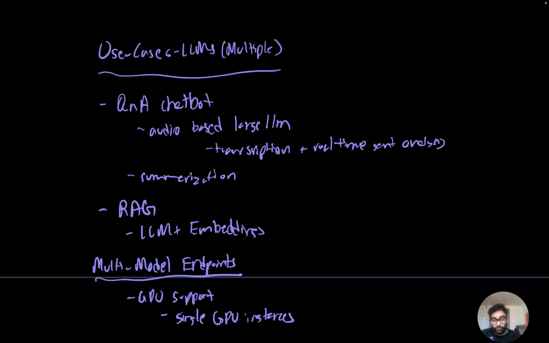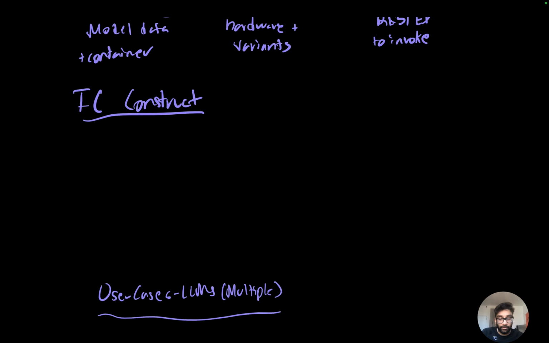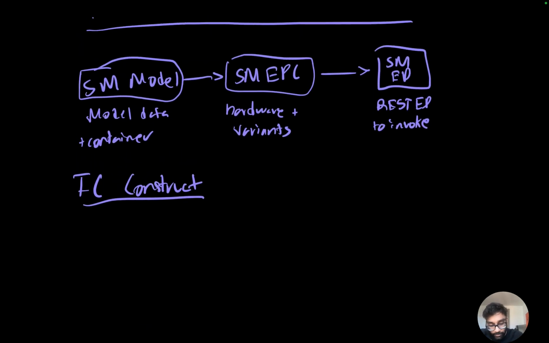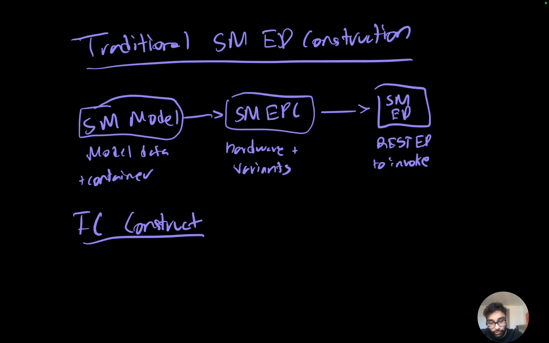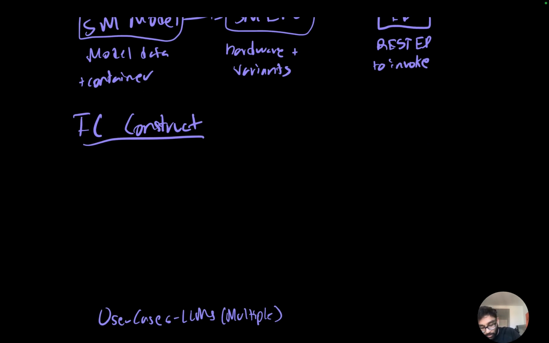But that, at a high level, is what's new in terms of the inference component itself. Now for the construct in terms of how we'll define it, very, very similar to our original flow. If you remember, we had SageMaker model, we had our SageMaker endpoint configuration, and our SageMaker endpoint. What we're going to do now is actually a little different. We're going to flip things. We're going to first create that endpoint configuration where we specify the hardware and any variants.